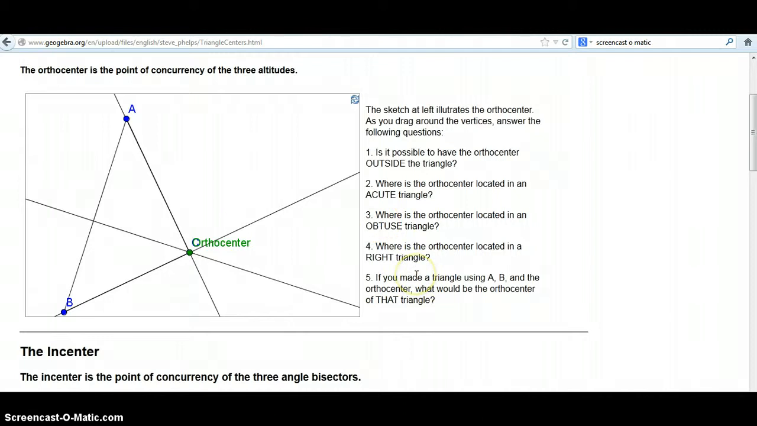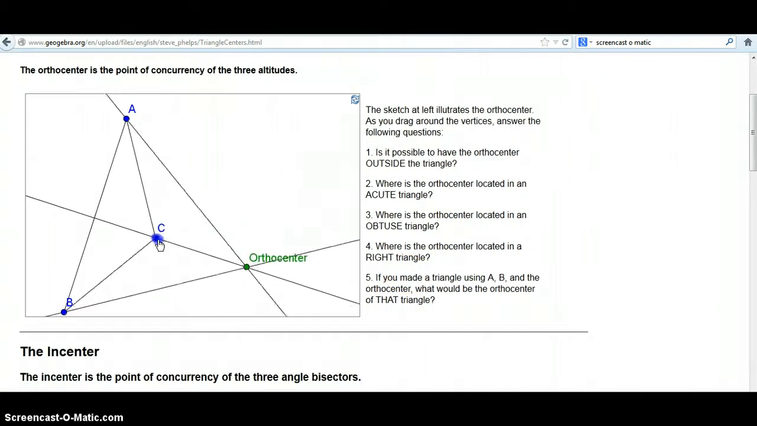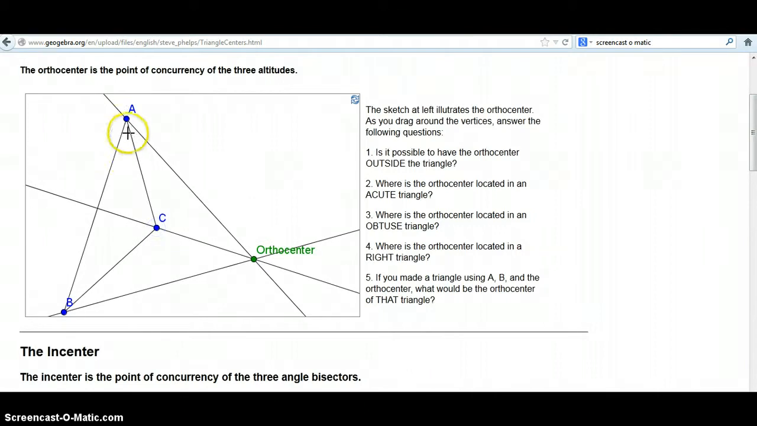If you made a triangle using A, B, and the orthocenter, what would be the orthocenter of that triangle? So A and B, I'm just going to go ahead and scoot A, C inside here so we can see that clearly. So A, B, and the orthocenter are all the 3 points on your triangle. And then where would the orthocenter be of the triangle made by those 3 points? Well, it would be where all the altitudes meet, so let's start looking for some altitudes. So the altitude from A, I would drop it down to the other side until it meets it at a right angle. And it kind of looks like it's going to fall along this line right here.